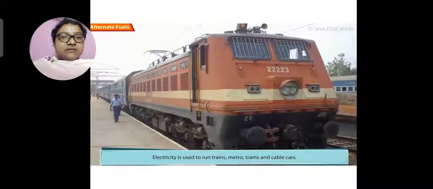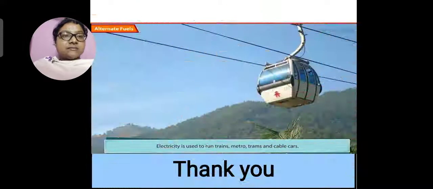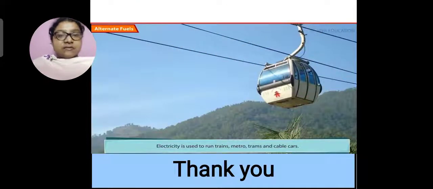Electricity has been used to run trains, metro, trams and cable cars. You can see the metro, trams, and these are cable cars. So that's all given in the chapter.